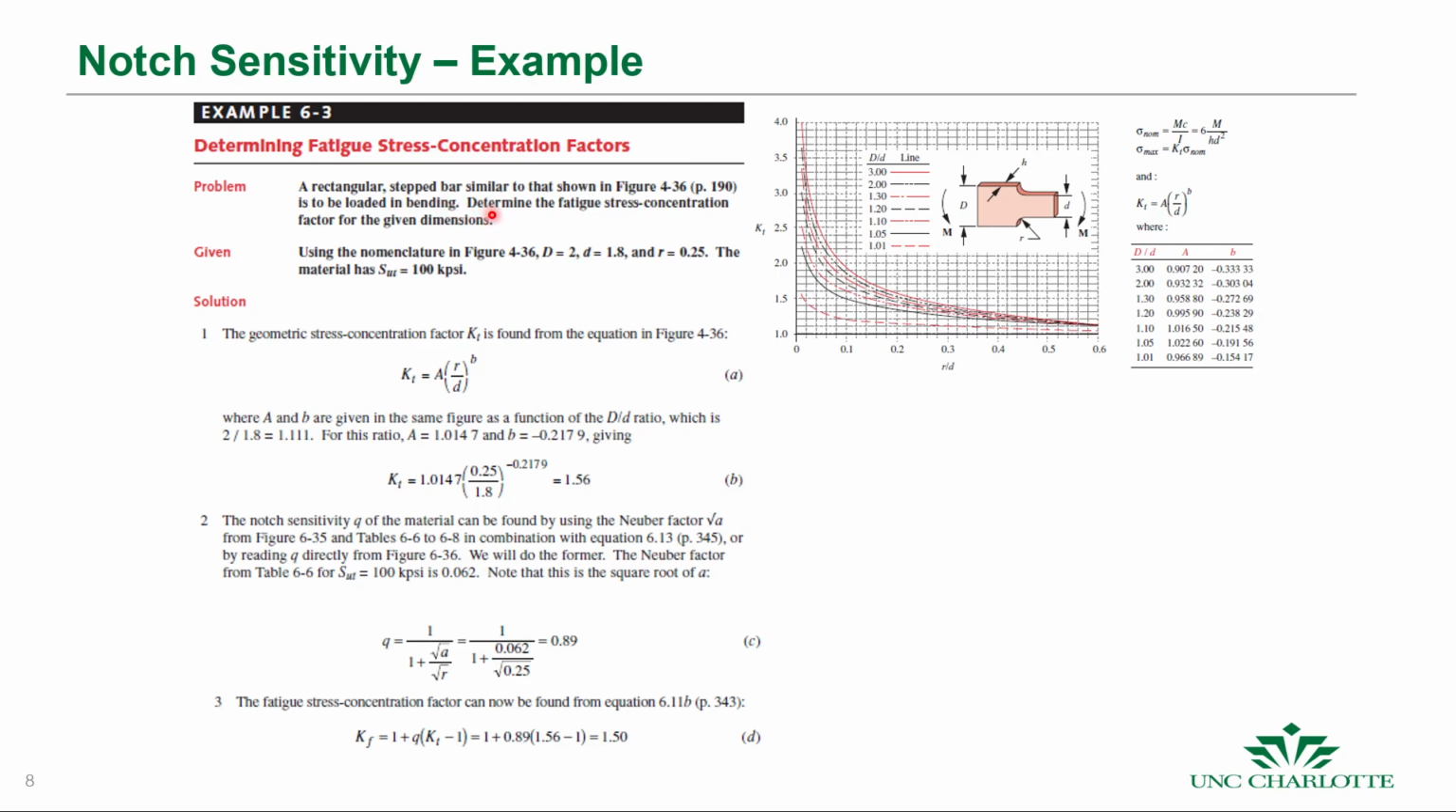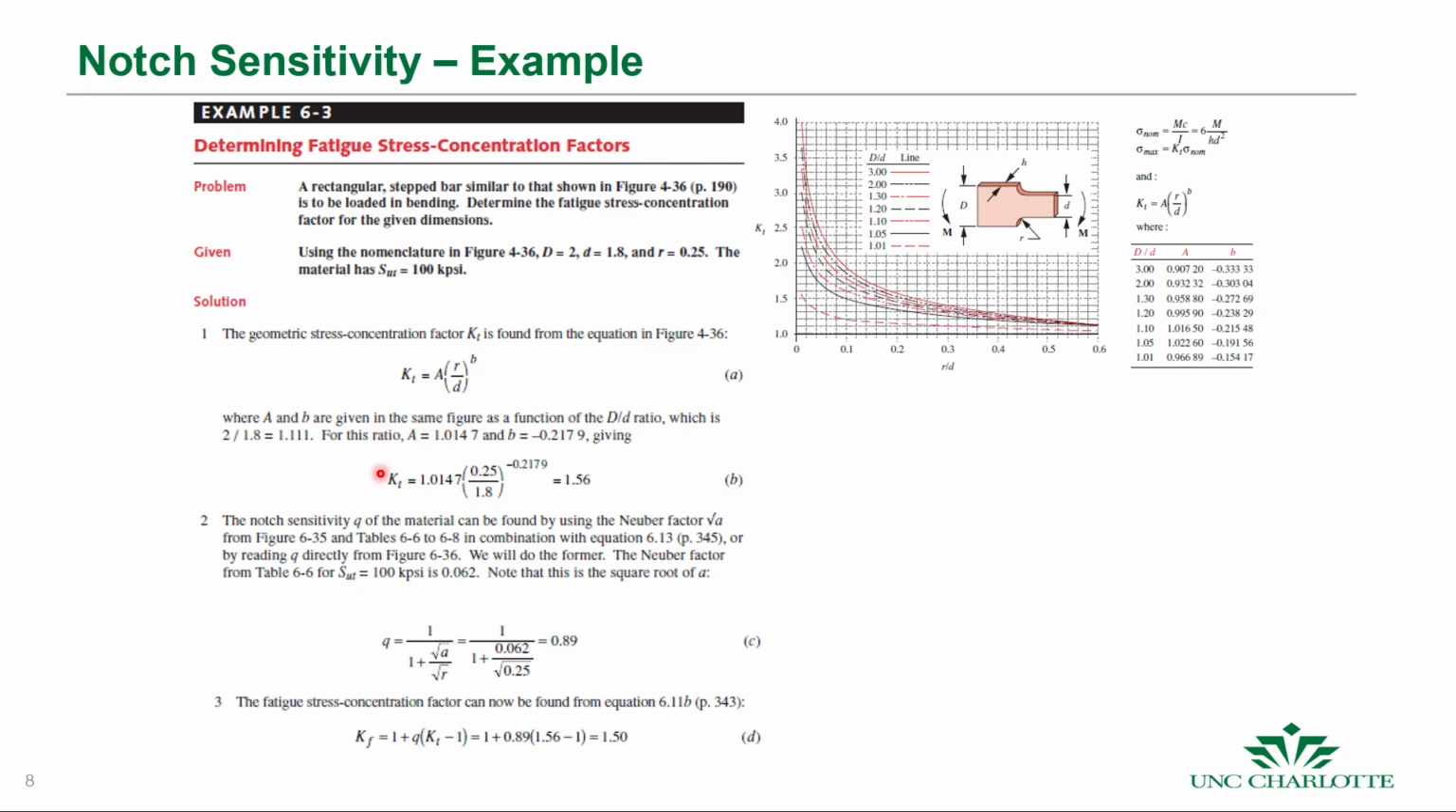And we want to find what the fatigue stress concentration factor is for those given dimensions. Okay, so here are the dimensions, they're given, and we find that the ultimate tensile strength is 100 kpsi. So we'll start off with the static stress concentration factor. We plug in the values for the geometry, and we find that the static stress concentration factor is 1.56. Okay, so we have 56% more stress at this notch because of this stress concentration factor.